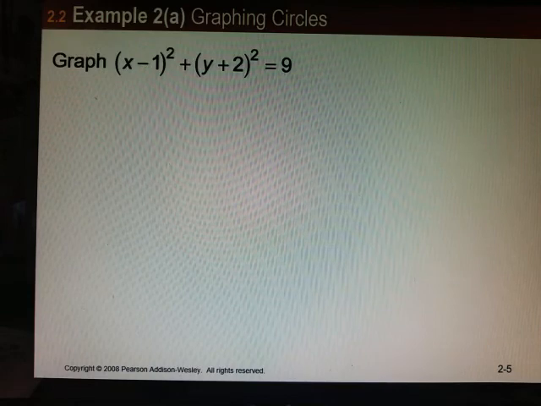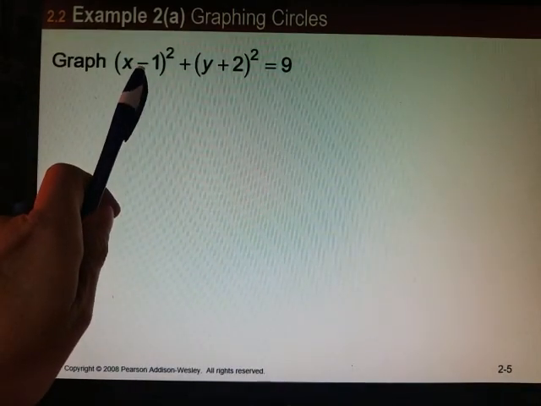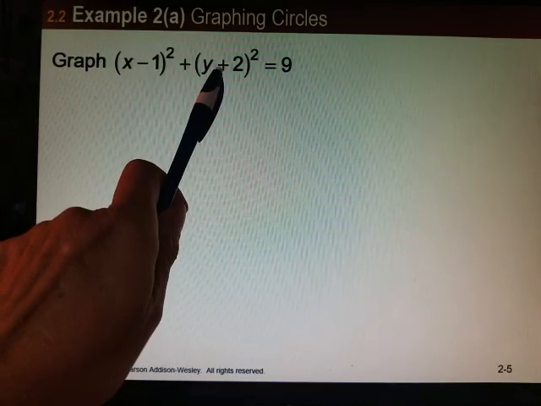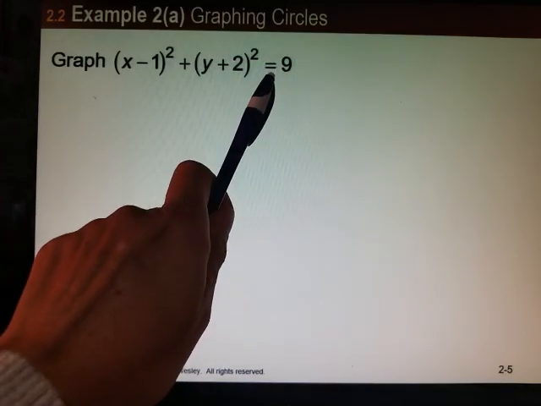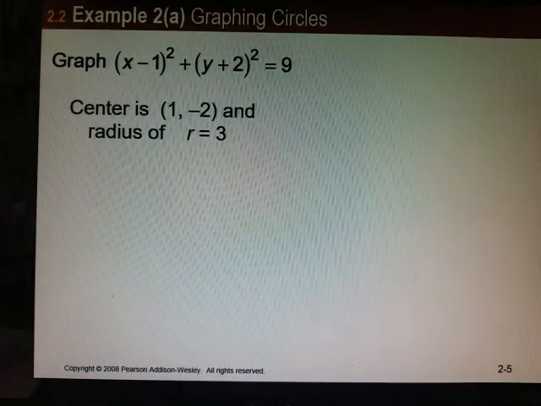So what if they asked me to graph it? See, when I'm looking at this equation right now, this is where you know the center, it's center radius form. So the opposite of that, so positive 1, opposite of that, negative 2 is for my center, with a radius of the square root of 9, which is 3.